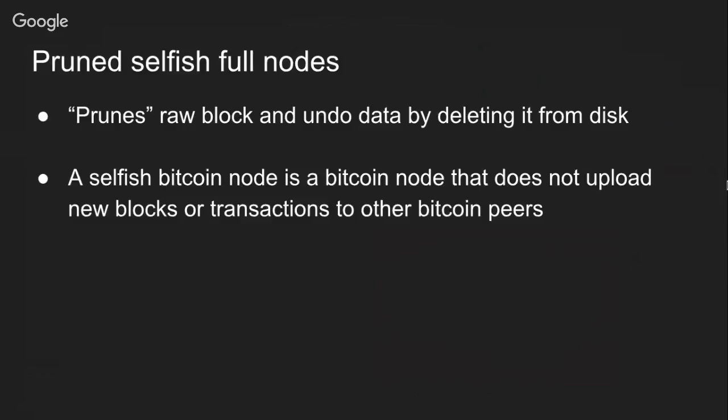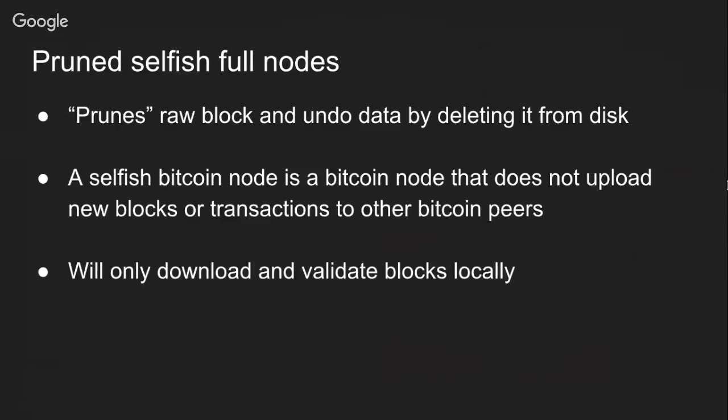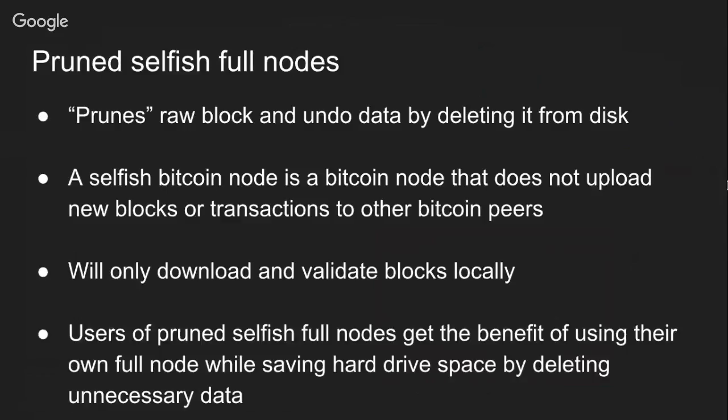And when I say that a full node is selfish, I mean that this is a Bitcoin node that does not upload data back to the network. So it's only downloading data. In torrenting lingo, this would be like a leecher, where it's only downloading data. It's not uploading data back to the network. So these nodes are only downloading and validating blocks locally.